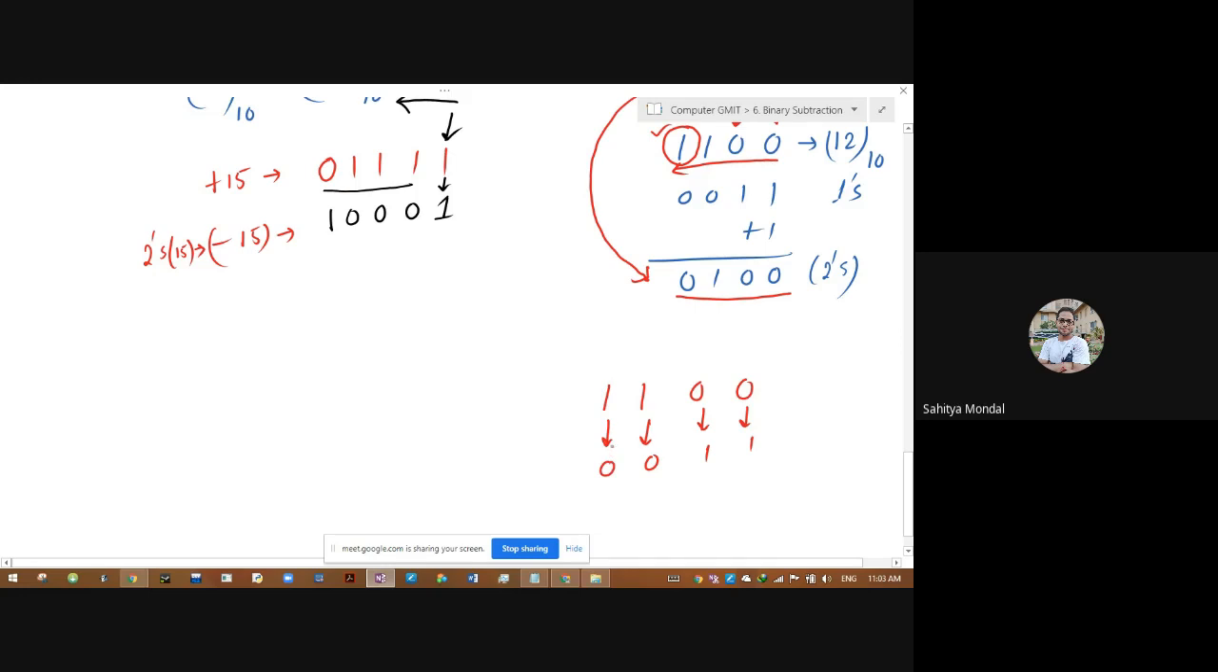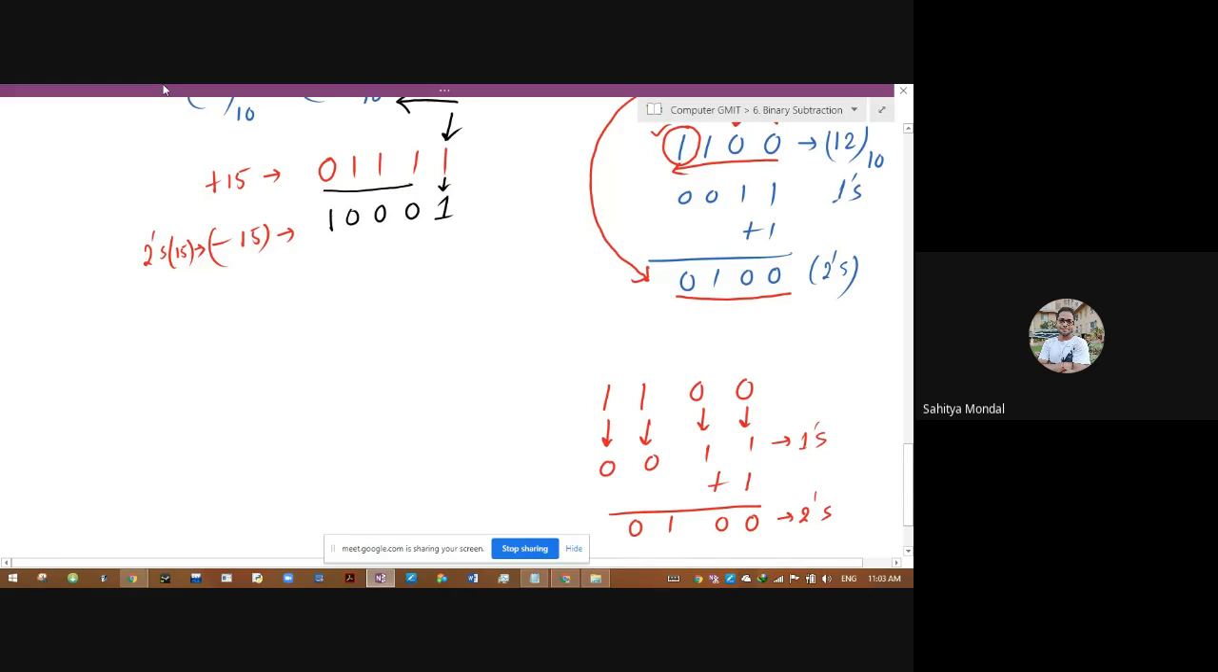Make the 1's complement clear first. When we get the 2's complement, in the traditional method I have to add 1 to the 1's complement result. So this was my 1's complement, I add an extra 1, so we get 0 0 1 0, and finally I get the 2's complement. So that is the traditional method.